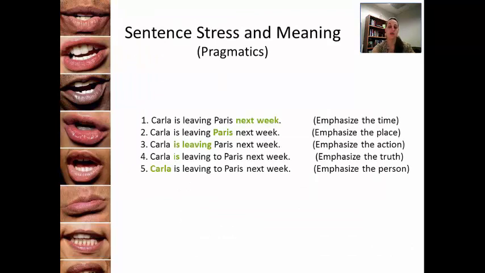Word stress also works on the phrase level. So let's see how we can change the stress of the words that we choose in this phrase and the way in which it modifies the meaning. We have the same sentence here represented 5 times, right? Carla's leaving Paris next week. But depending on the part of the sentence that you stress, it changes the meaning, right?